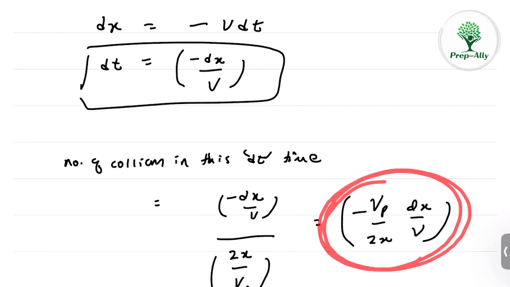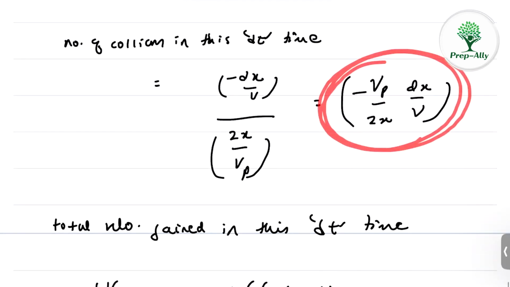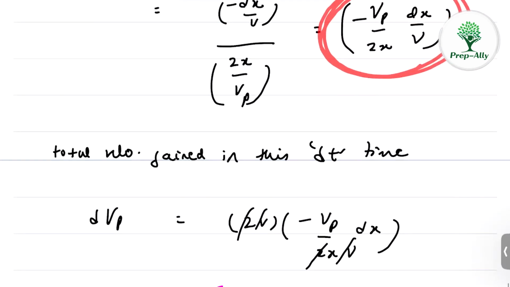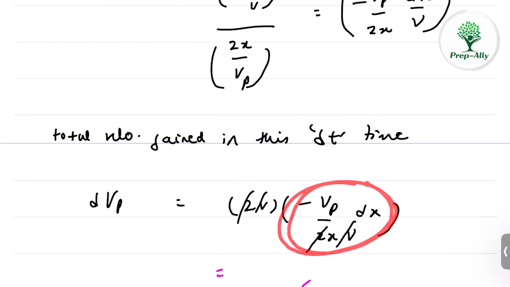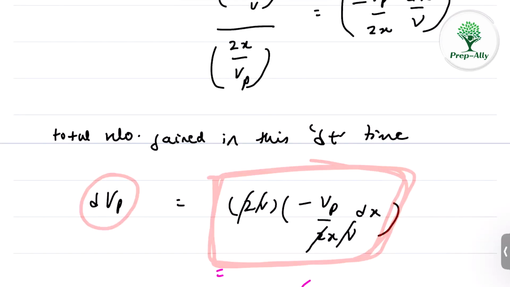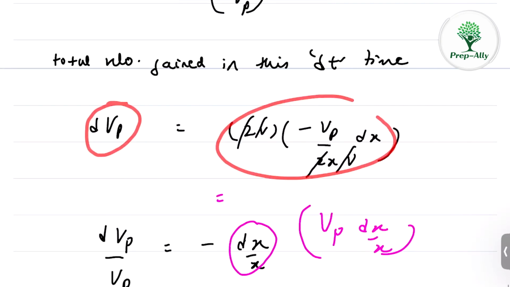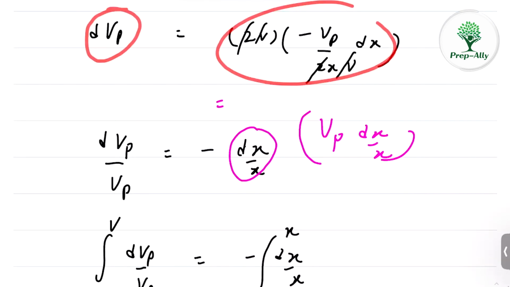And in each of these collisions, the particle gains a velocity of 2v. So the number of collisions into the velocity gained in each collision is the total gain in velocity of the particle, and the gain in velocity we can write as d of vp, the change in velocity, the extra velocity. So this extra velocity is this. So from here we will do the integration.